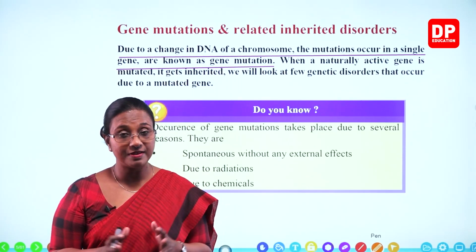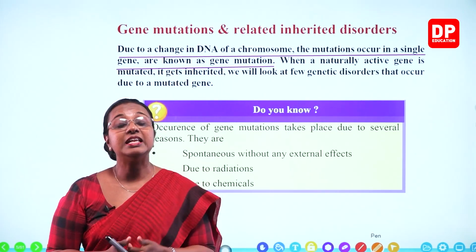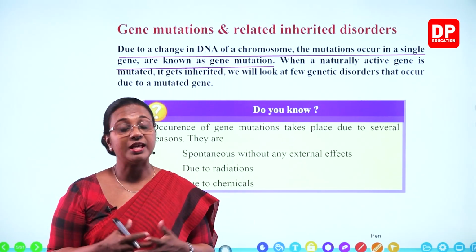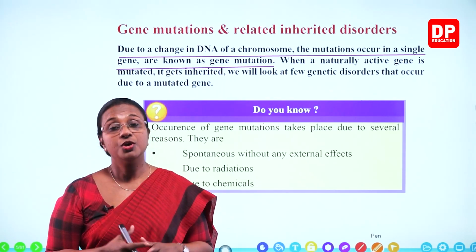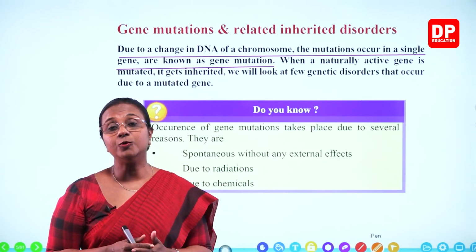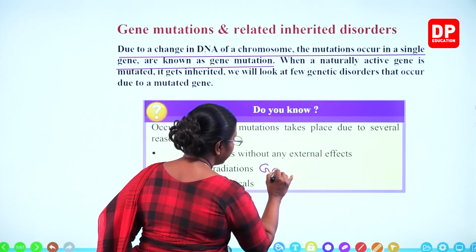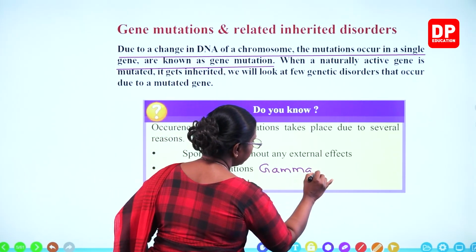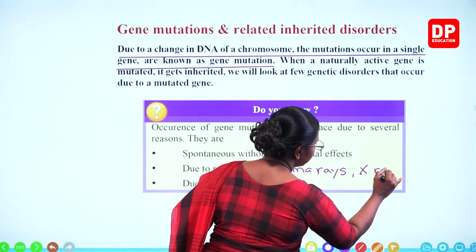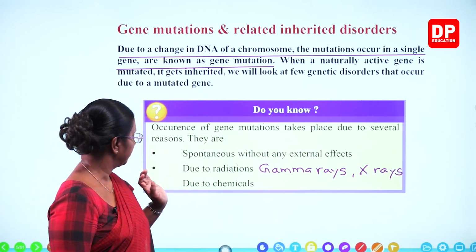Skin cancer, you all are familiar with that. If we are exposed to too much UV radiation, it can cause skin cancer. It can cause cataract as well, in addition to skin cancer. So those are radiations. Radiations can lead to mutation in genes. So we can have gamma rays or X-rays. These are all radiations that can cause gene mutations.